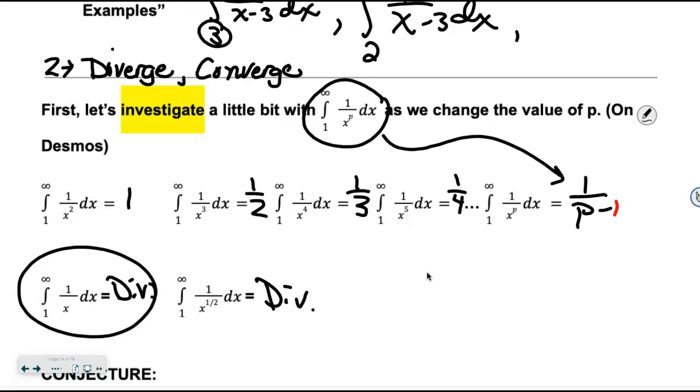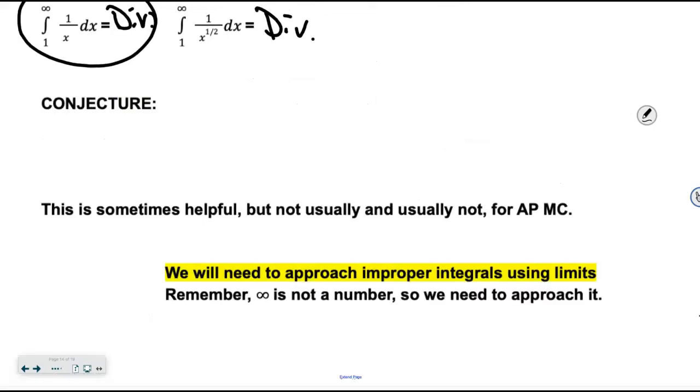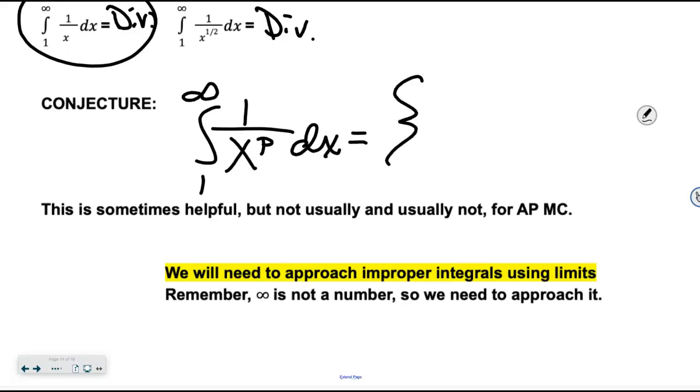So here's my conjecture. A conjecture is something I see happening, but I don't want to prove it. My conjecture is this, that if I go from 1 to infinity of 1 over x to a power p dx, my answer will be one of two things. It converges to 1 over p minus 1. Provided, this is what you'd see in a textbook.